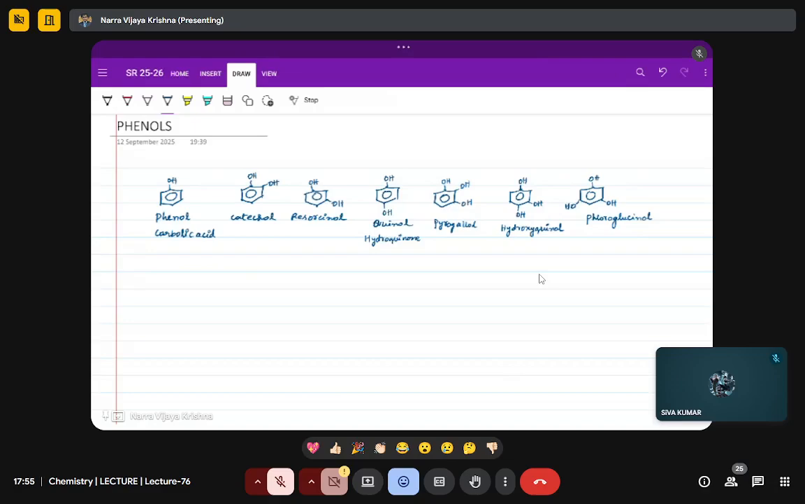What about this one? What is this one and what about this one? Naphthalene with an OH group is naphthol. We call this position the alpha position. So we call it alpha naphthol. This is called beta naphthol. Right?